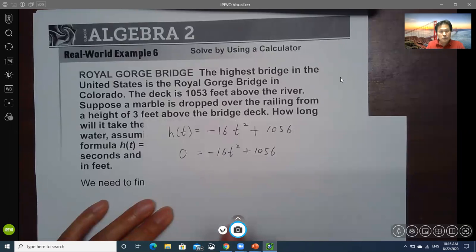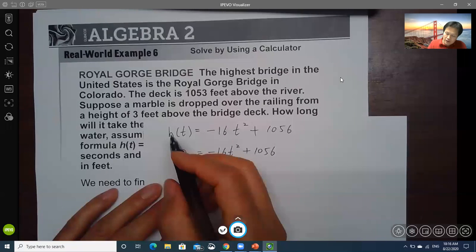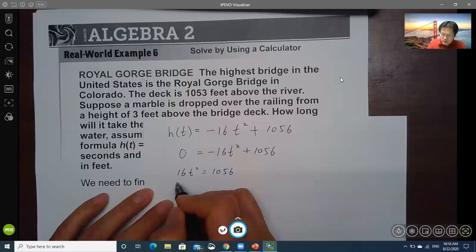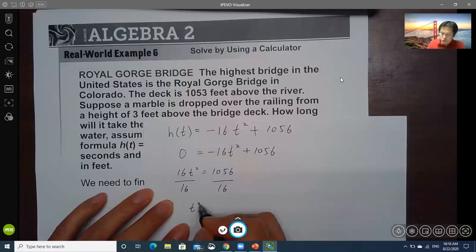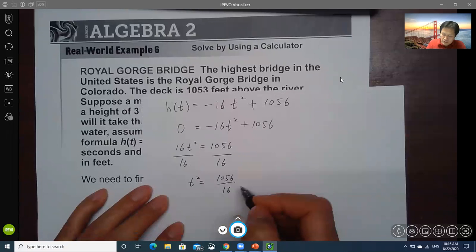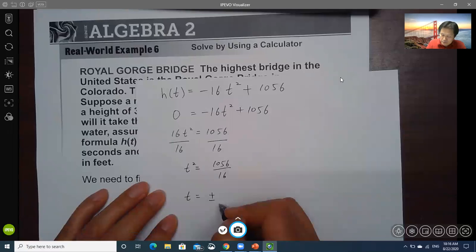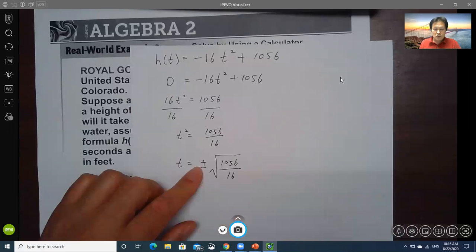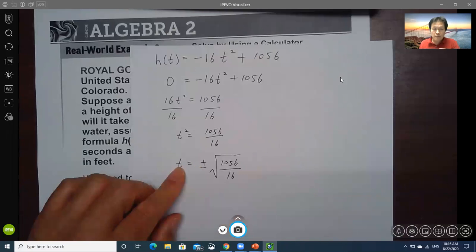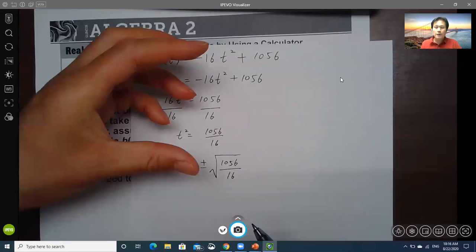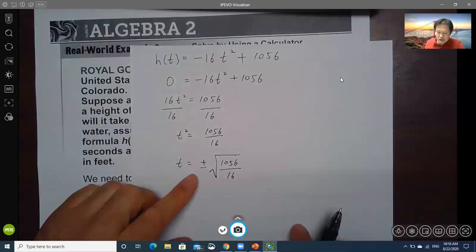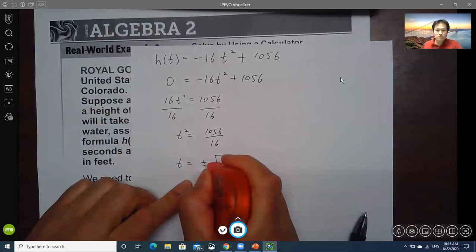So again, I don't like the leading coefficient being negative, so I'm going to move that to the left. 16t squared equal to 1056. Divide by 16, divide by 16. t squared equal to 1056 over 16. Solve for t, square root both sides. Do not forget the minus. Whenever you take a square root of both sides, do not forget the minus. But in this situation, t is the time since the marble is dropped. Time cannot go back. We don't have a time machine yet. So for that reason, you exclude the minus answer because time has to be positive.